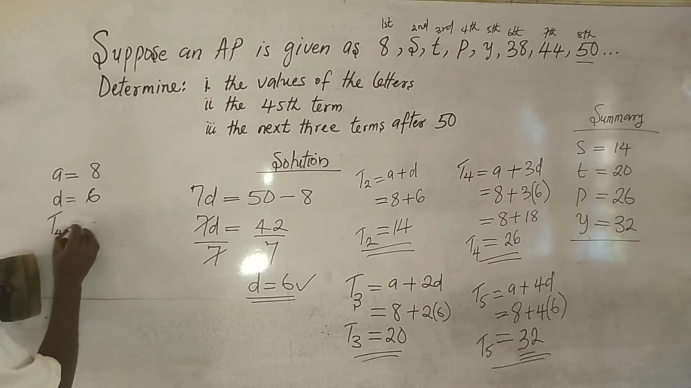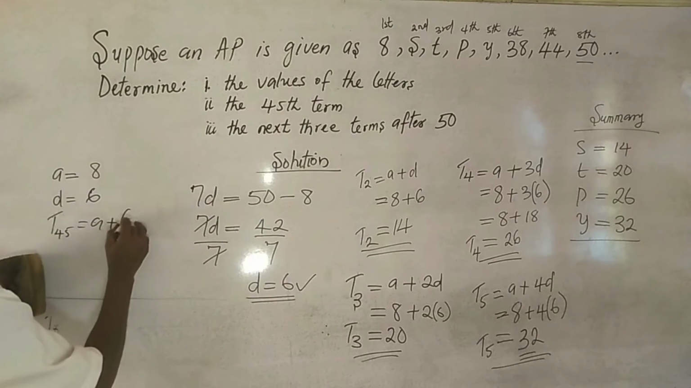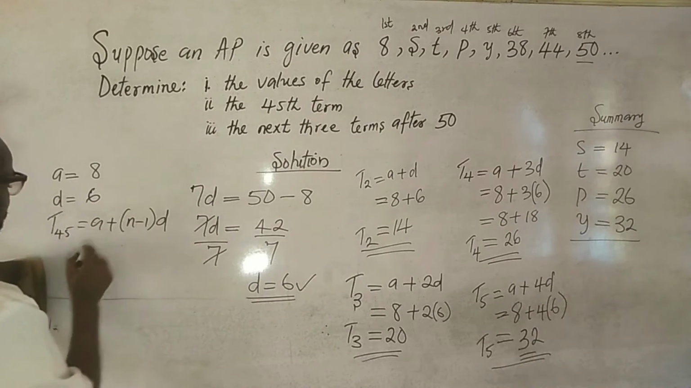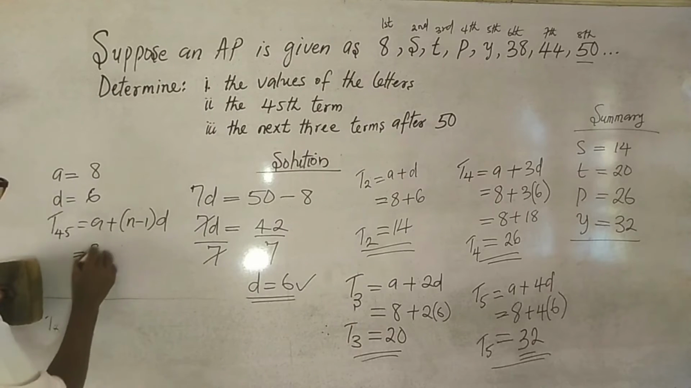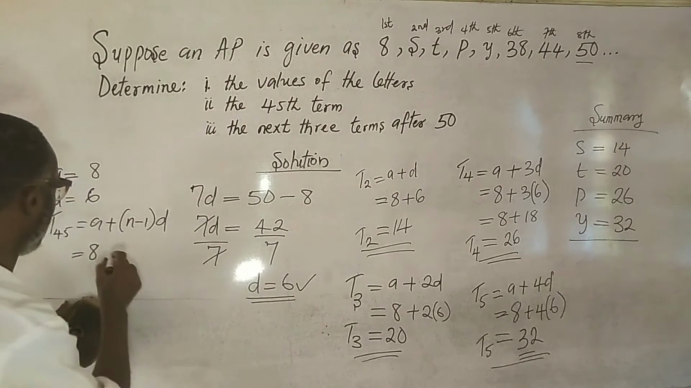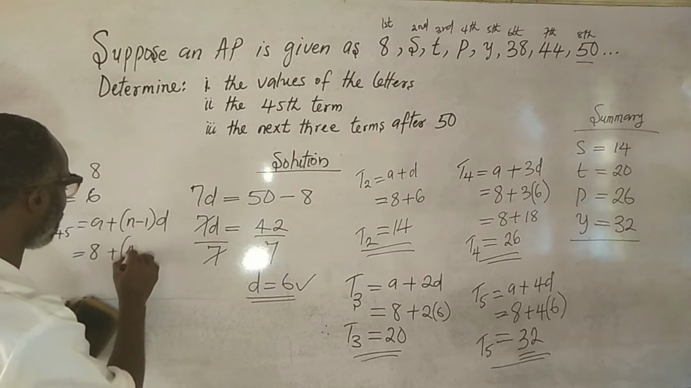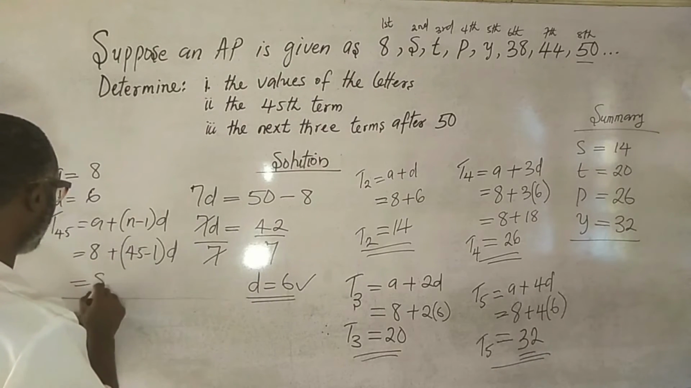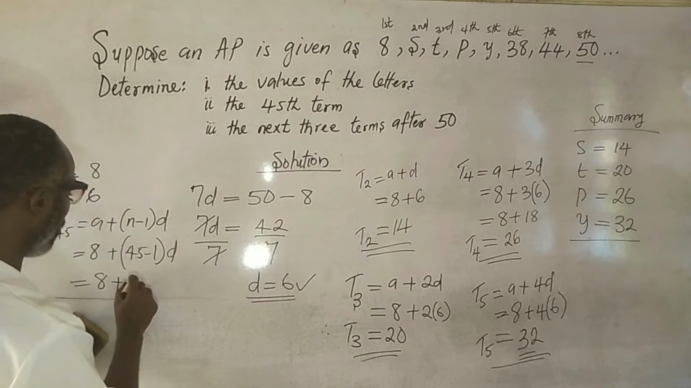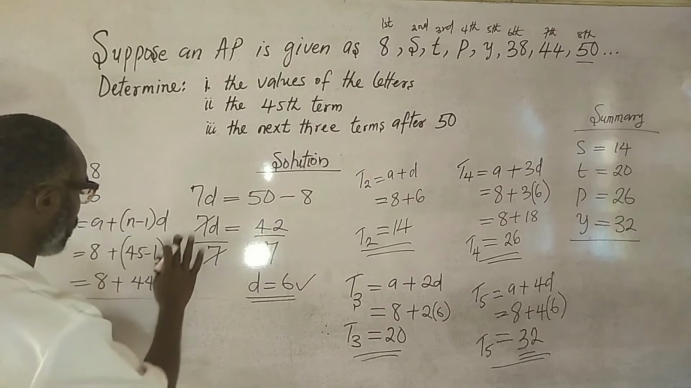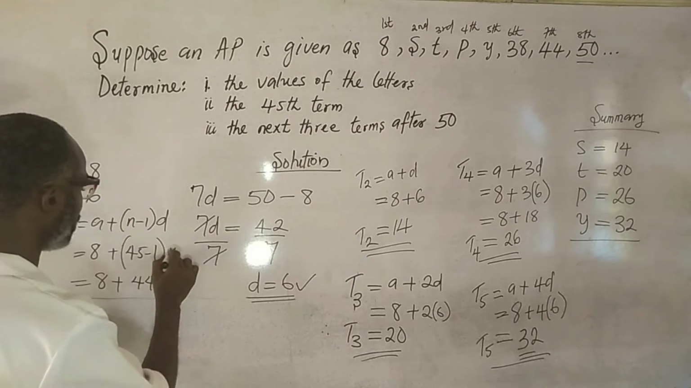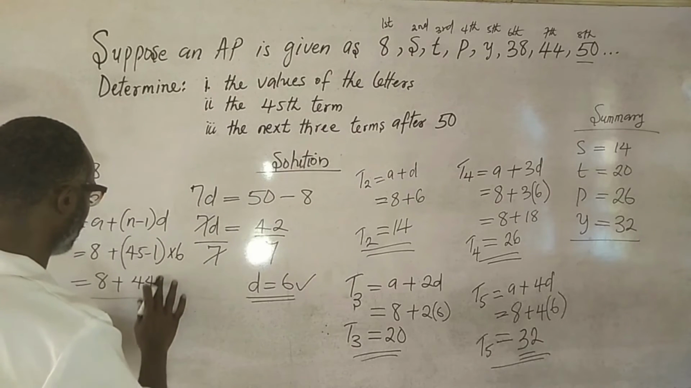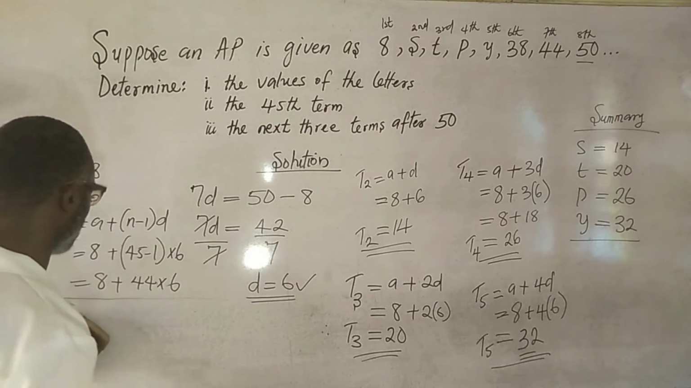That's T45 is equal to A plus N minus 1 and D. So first term is 8, okay? Plus bracket 45 minus 1 and then D. So we have 8 plus 44D. Oh, sorry, D is 6. So we have 44 times 6.